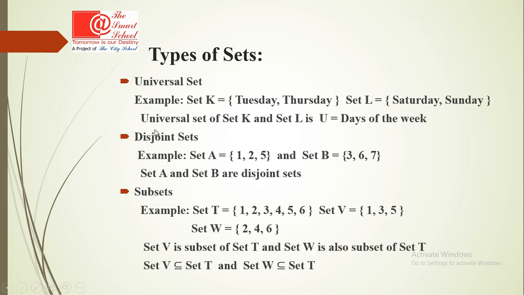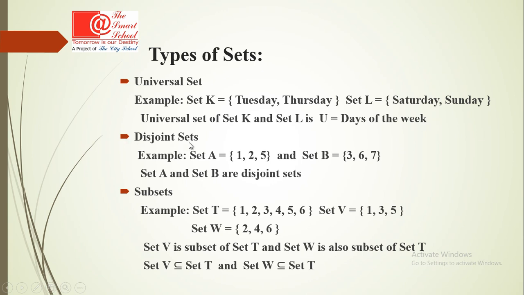Now, universal set. Universal set is a bigger set. I think it will be clear when I give you one example. For example, set K has elements Tuesday and Thursday, and set L has elements Saturday and Sunday. And the universal set of set K and set L is days of the week, like a bigger set but related to both of these sets. So it is called universal set. I think you remember you learned this in Venn diagram.